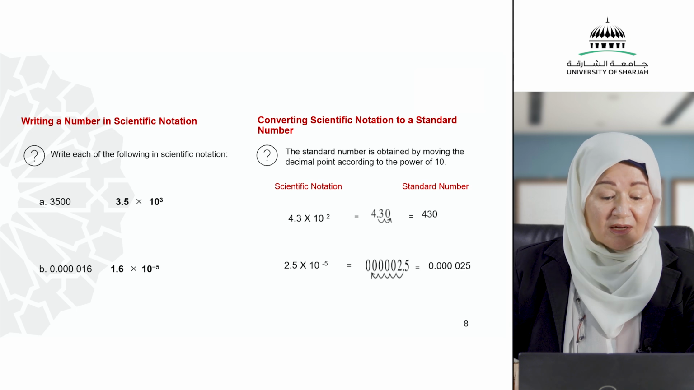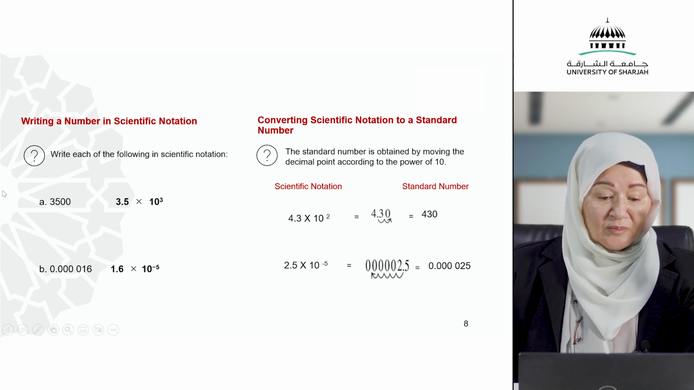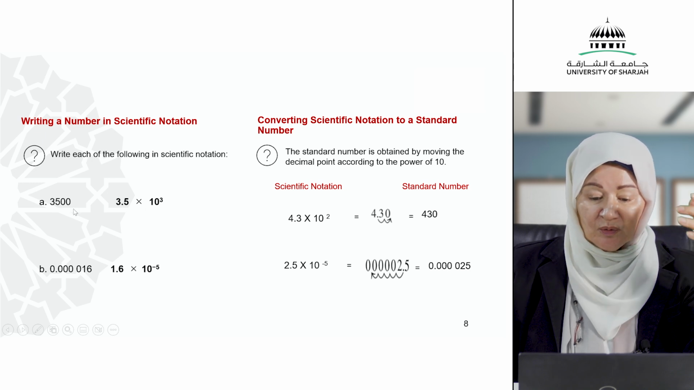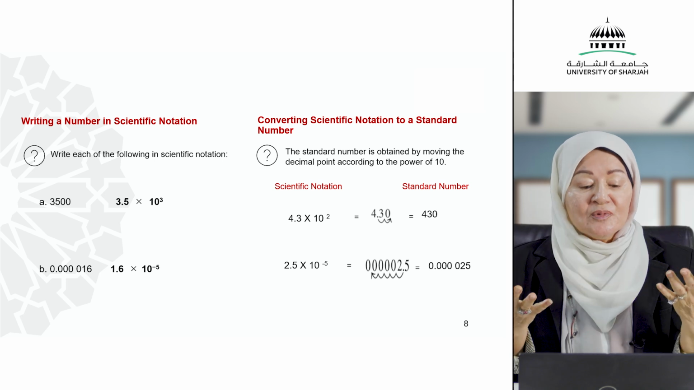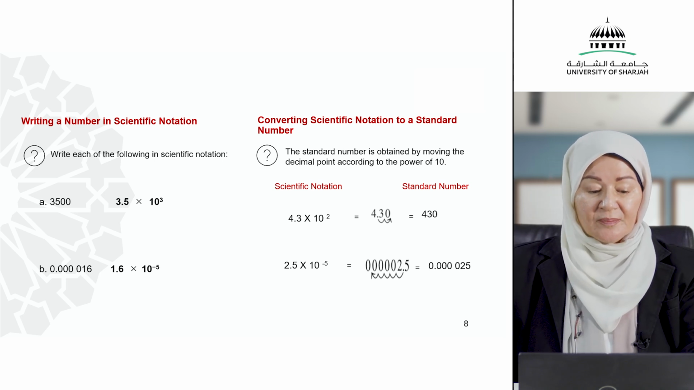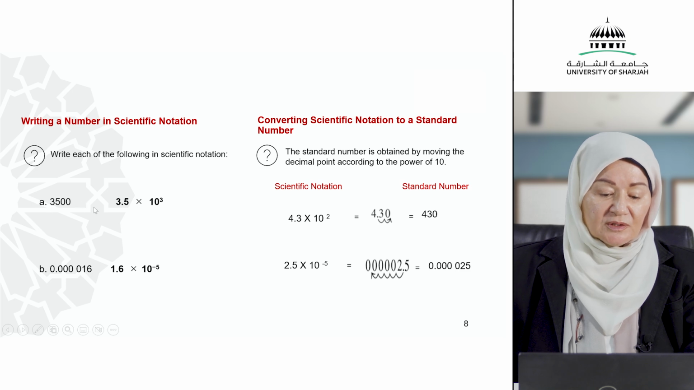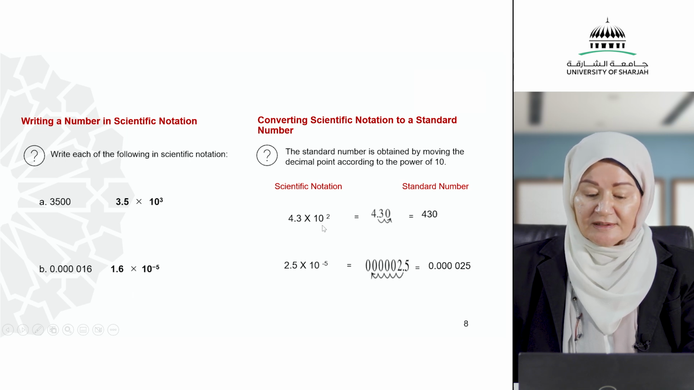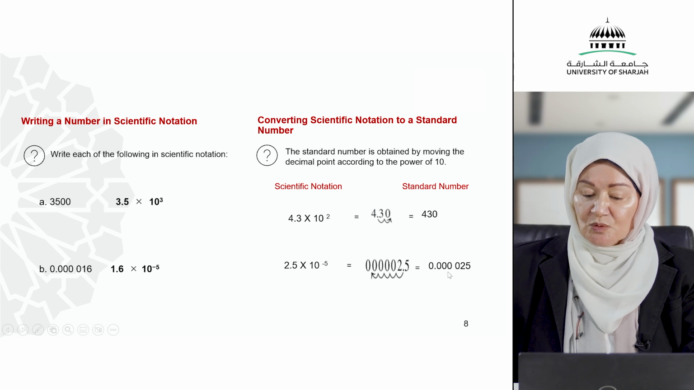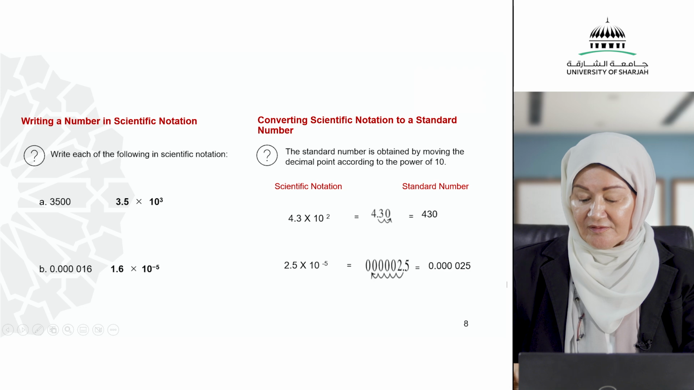Here I have examples for you on writing a number in scientific notation. 3,500 is 3.5 times 10 to the 3. This is 1.6 times 10 to the minus 9. Here, 4.3 times 10 squared is 430. 2.5 times 10 to the minus 4 will be 0.00025. I have so many examples for you, and I would like you to use all of them as practice. These examples will help you a lot.